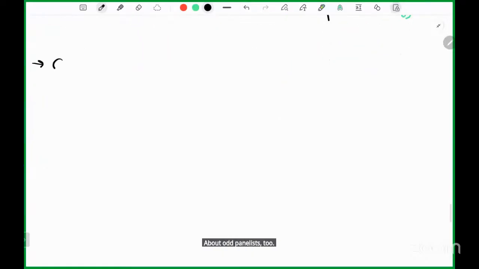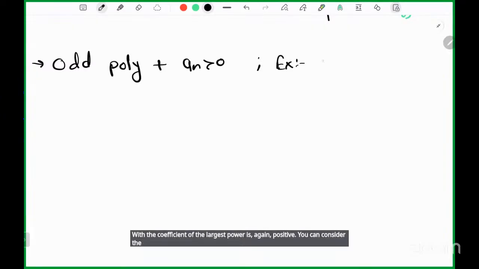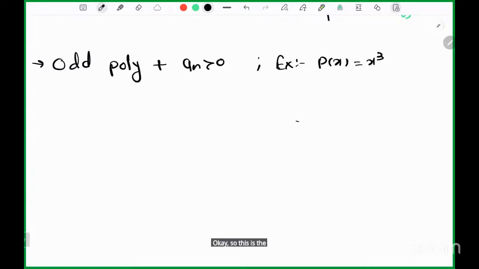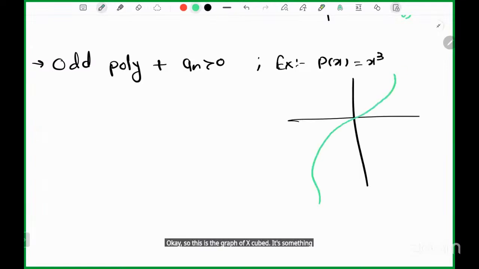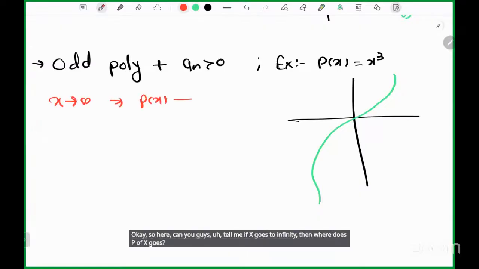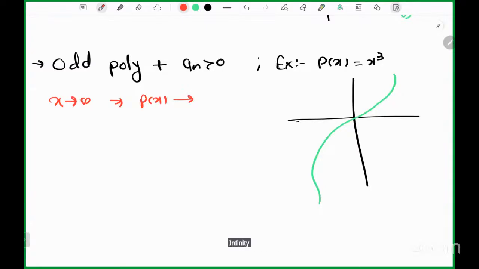So suppose I have an odd polynomial with the coefficient of the largest power again positive. You can consider the example of p of x equals x cube. Okay, so this is the graph of x cube. It looks something like this. Okay, so here can you tell me, if x goes to infinity, then where does p of x go? Infinity, positive infinity. Right, because as x goes to infinity, you can observe the graph is growing toward positive infinity.